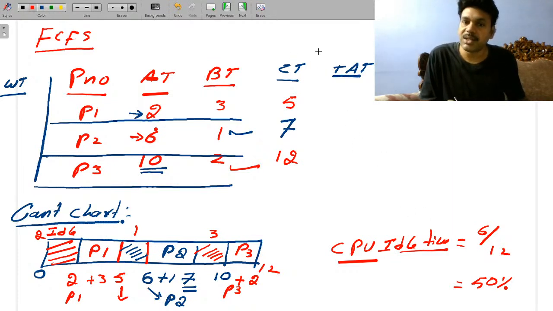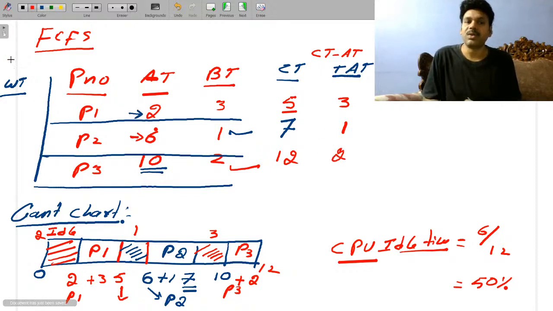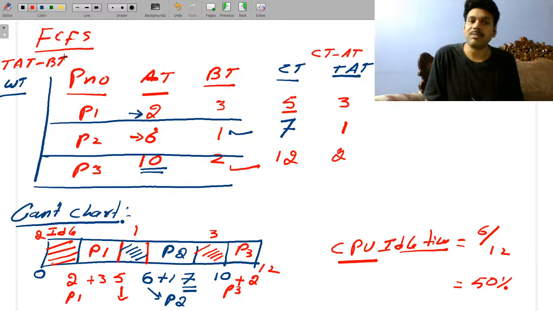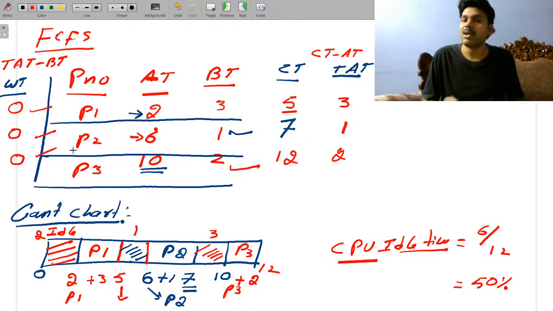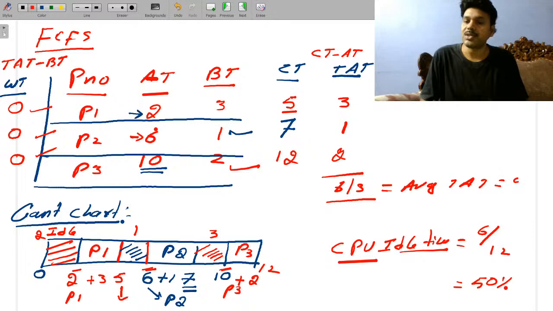Now let us see CT minus AT, ending point minus starting point. So 5 minus 2 is the turnaround time here, and 7 minus 6 is 1, and the next one, 12 minus 10, is how much? 2. Now what is your waiting time? Your turnaround time minus your burst time, which is nothing but 3 minus 3 is 0, next it is 0, next it is 0. As soon as they entered the ready queue, they are being processed, and there is no concept of waiting time. Please observe, whenever one comes, it is immediately given to the CPU. There is no waiting time here. So this is 6 by 3, your average turnaround time, which is equal to 2.